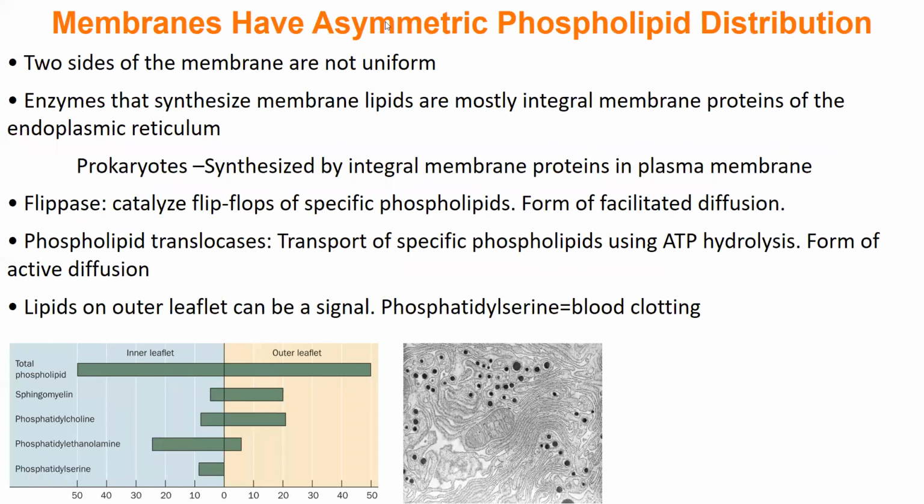Now, let's look at the actual lipids that make up the membrane. And we talked a little bit about this on Friday. But when you look at the lipids that make up the phospholipid bilayer, they are not the same on both sides. So let's look at this image to begin with on the bottom left. If we're looking at just total phospholipids, 50% of the lipids are found on the inner leaflet, that is pointing towards the cytoplasm, and 50% of the lipids are on the outside. That's good. So it's a 50-50 share.